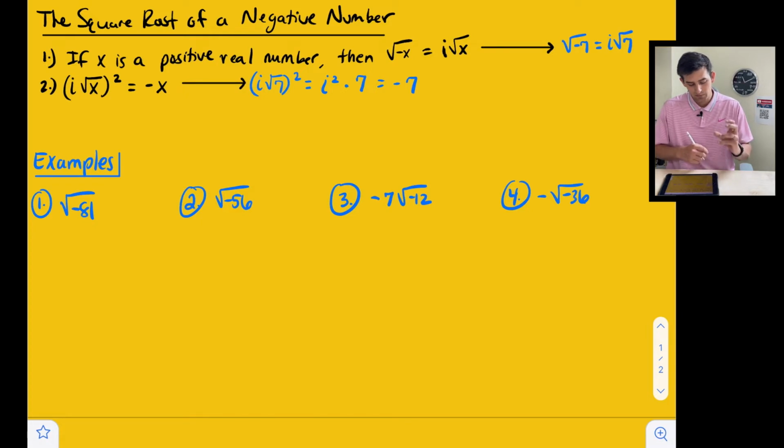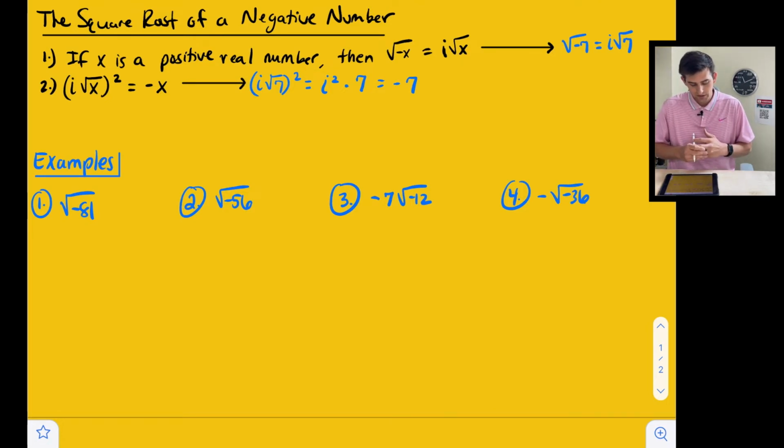If x is a positive real number, then the square root of -x is equal to i times the square root of x. And so kind of an example here, if we had the square root of -7, well, we could write that as the square root of 7 times the square root of -1, right? Once we do that, we have square root of 7, we can't simplify that. And square root of -1 we know is i. So that way we could write it as i times the square root of 7.